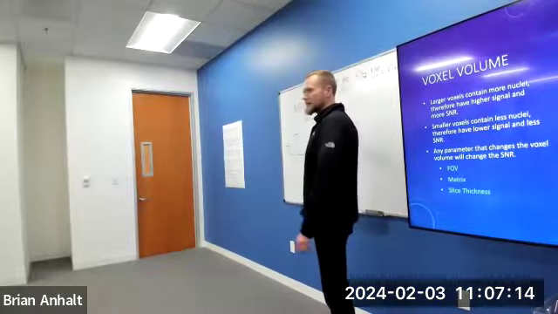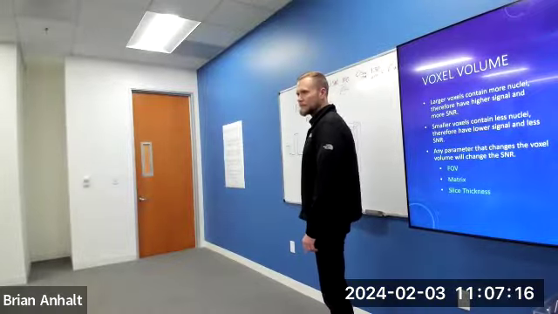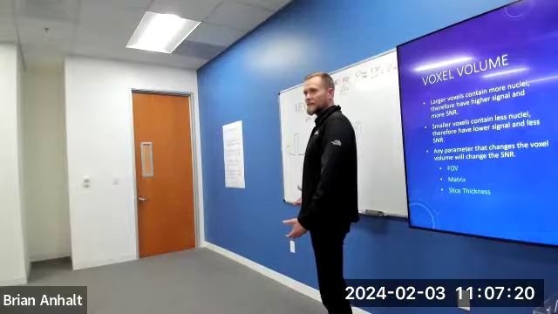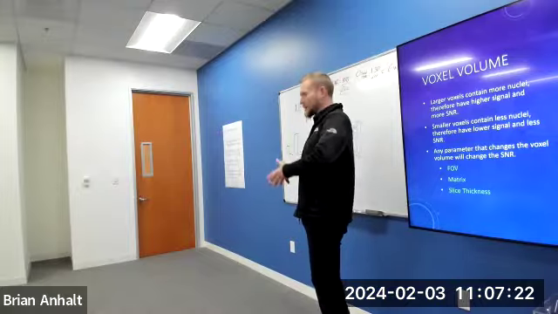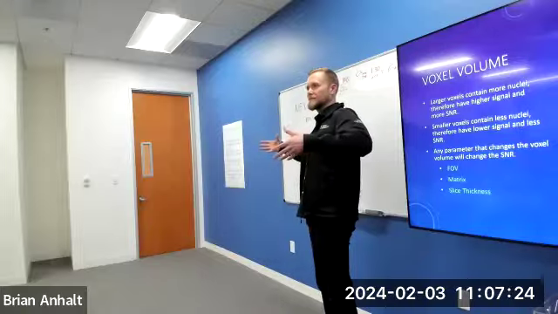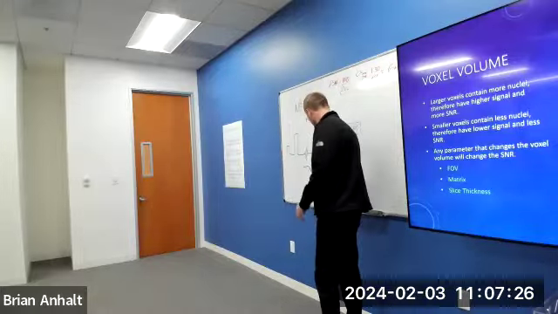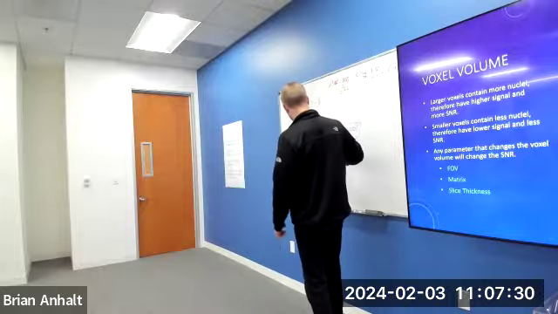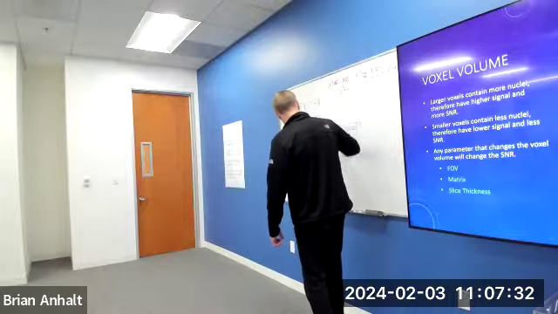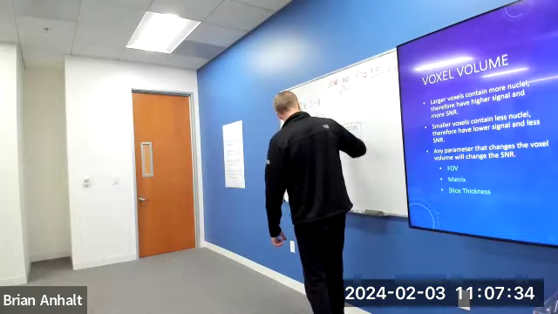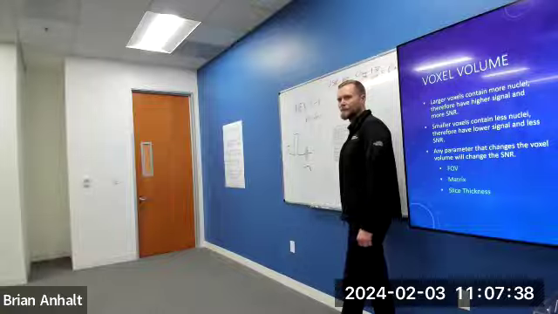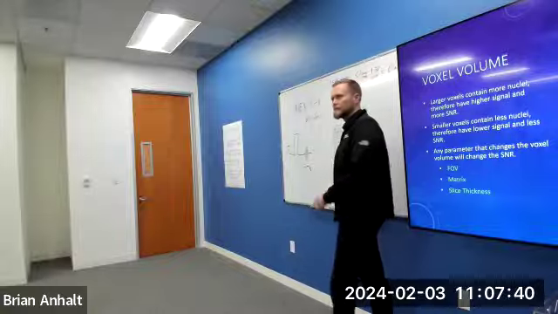How do I make these pizza slices smaller? What can I do? Cut it into more pieces, which is increasing my matrix. If I want these pizza slices smaller, I increase my matrix. Remember, I was cutting it into 128 pieces on this side. Now I'm going to cut it into 256. What happened to each one of those slices of pizza? They got smaller. What else could I do?